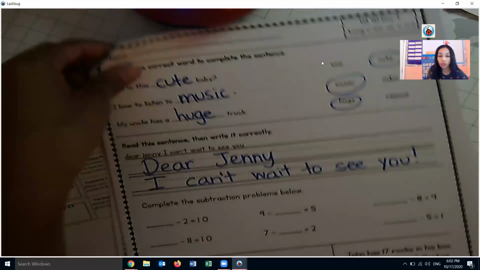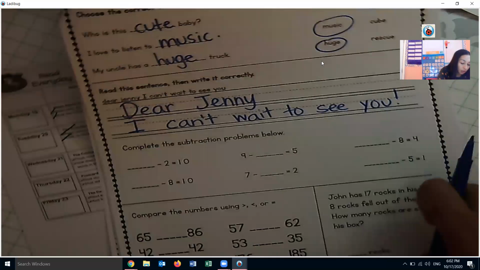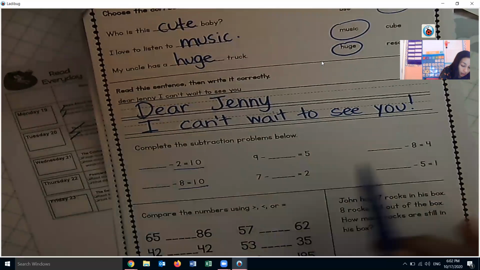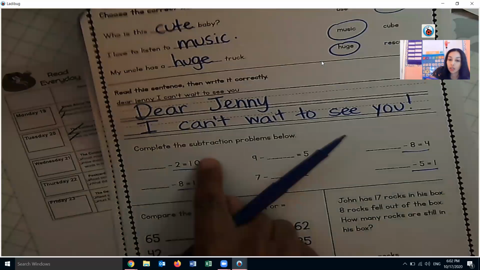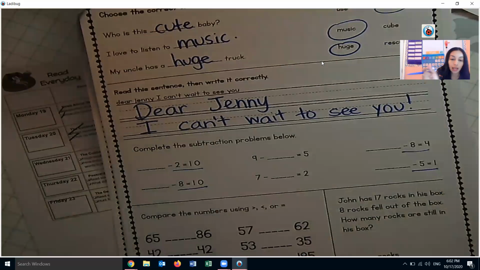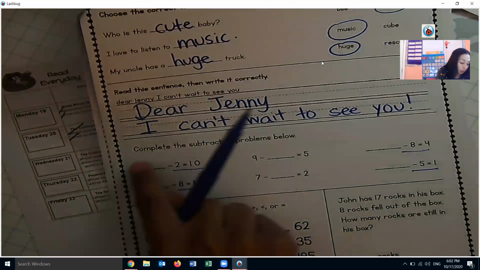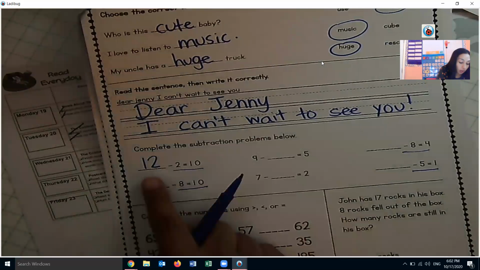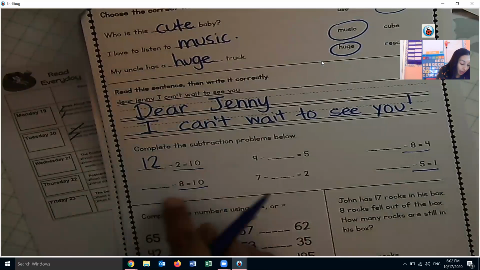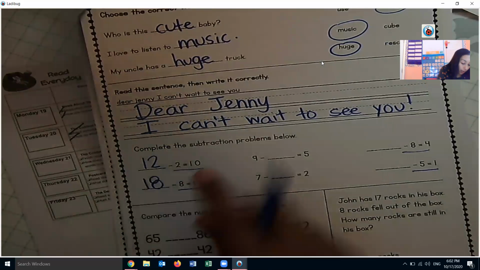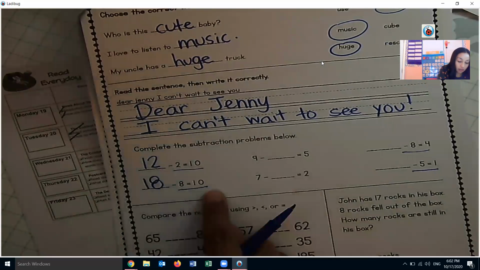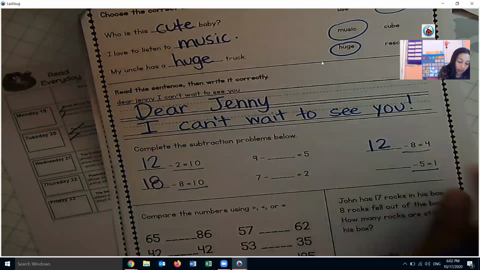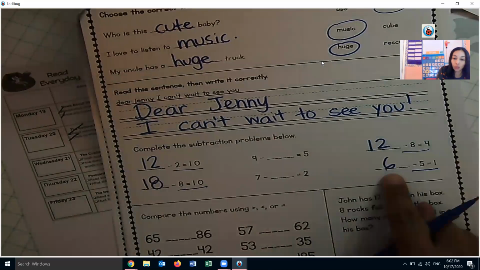All right, complete the subtraction problems below. So when the numbers are both at the end, like in these 4 here, what I like to do is add those 2 numbers together to get my whole, my big number. So 2 plus 10 is 12, which makes the sentence 12 minus 2 equal 10. 8 plus 10 is 18, so if I take 8 away, that gives me 10. 8 plus 4 is 12. 12 minus 8 gives me 4. 5 plus 1 is 6, so 6 minus 5 is 1.